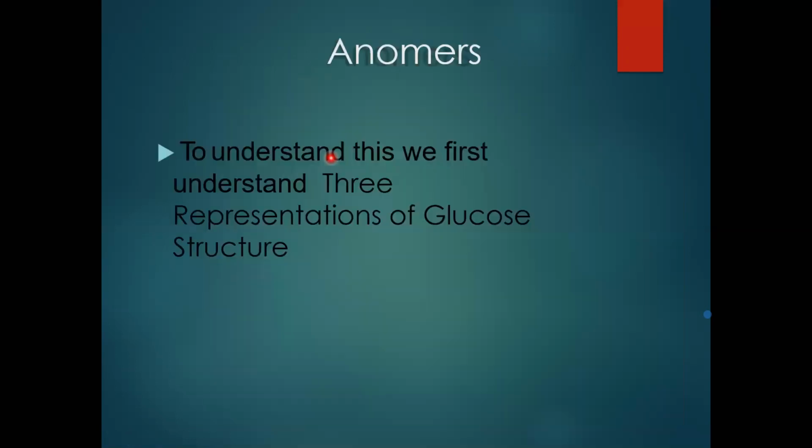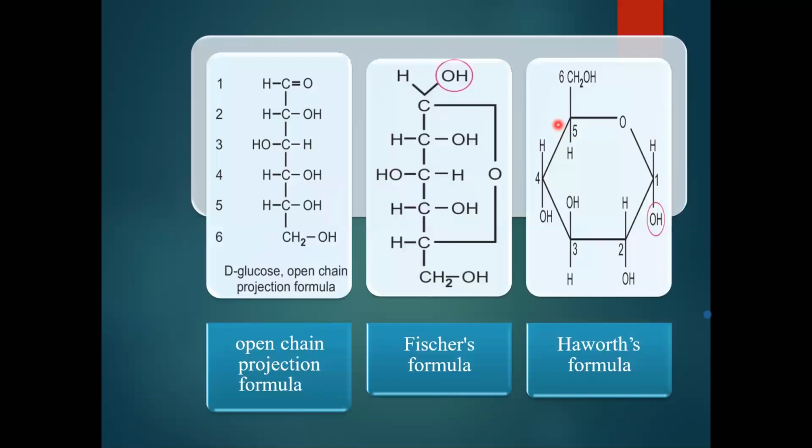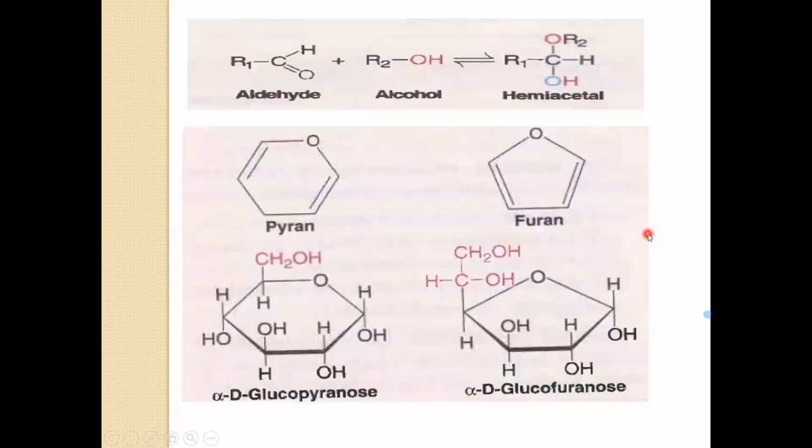Coming to anomers. What is an anomer? Before we go into anomerism, we have to know the three structures of glucose. This is the general structure of glucose, which we are very familiar with, the open chain form. This is the Fischer's formula. And this is the Haworth's formula, or the pyranose structure of glucose. So this is the structure of alpha D glucopyranose, and this is an alpha D glucofuranose structure.